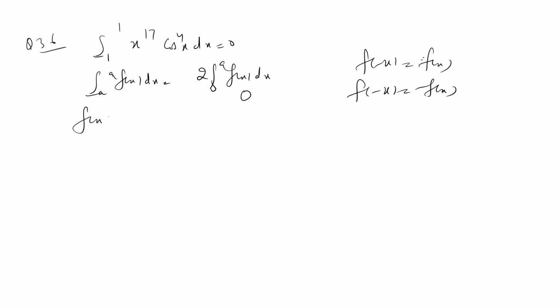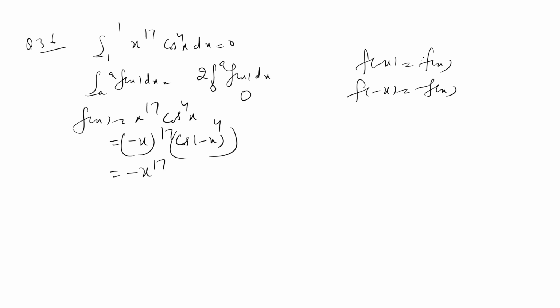So see, who is f(x)? x raised to power 17 cos 4x. Replace x by minus x: cos of minus x raised to power 4. Even if it would not have been power 4, you know cos is an even function, so it will give me this value. So it is minus f(x) and the value of the integral is 0.